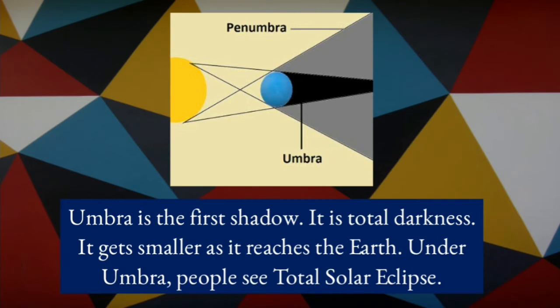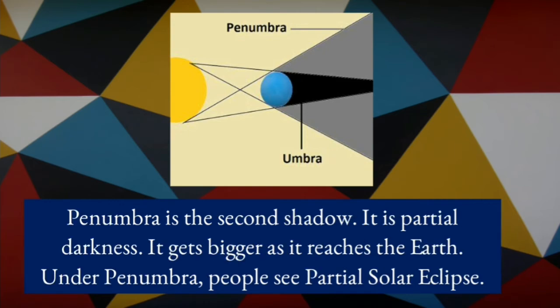Now, what do the people see if their area falls under umbra? They see a total solar eclipse. A lighter shadow is also formed, which is called penumbra. It is the area of partial darkness. Partial means only a part. Compared to umbra, penumbra gets bigger as it reaches the earth, and people under these areas experience partial solar eclipse.